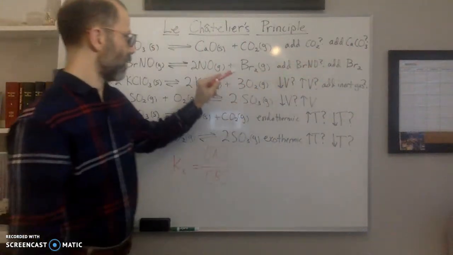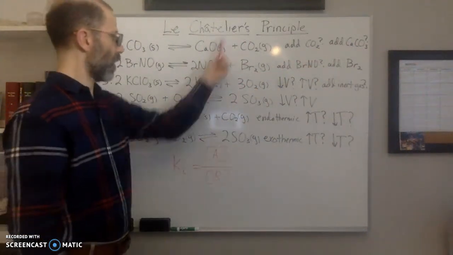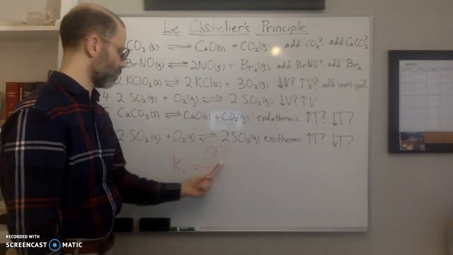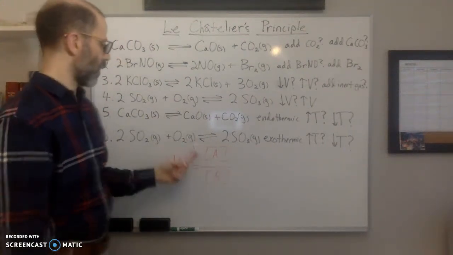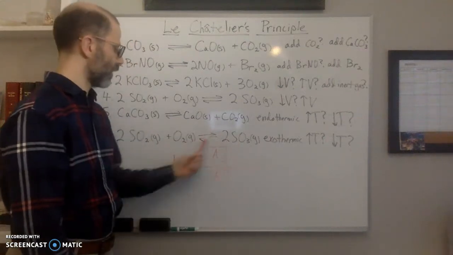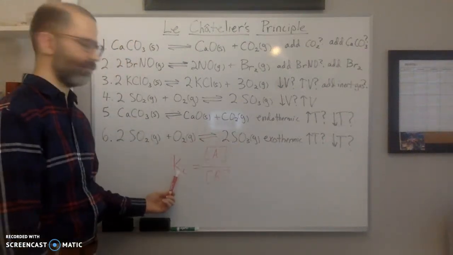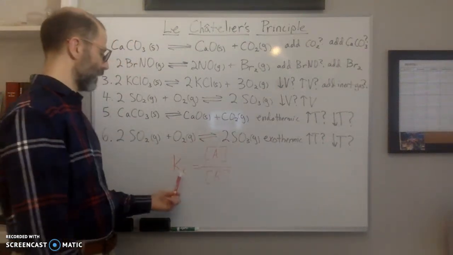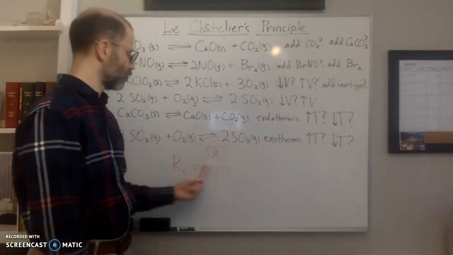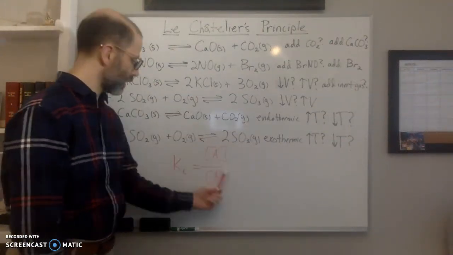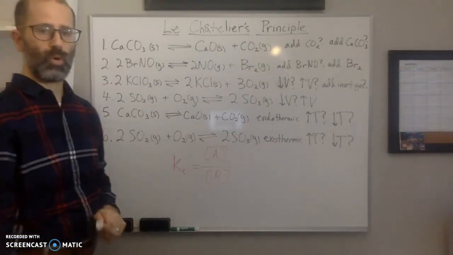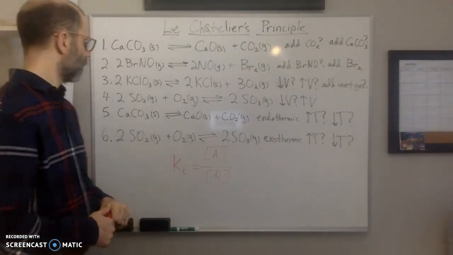If I'm adding product, I'm adding to the top part, so the numerator is getting bigger. If the numerator gets bigger, then this whole thing is bigger than it should be. It's going to be bigger than Kc. So it's going to shift to get back to Kc, so it's got to shift smaller. That means it's got to reduce the product and increase reactant. So it's got to go this way. So it's going to shift towards reactants.